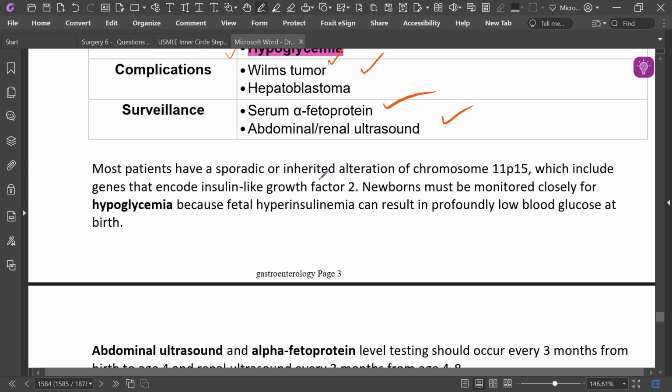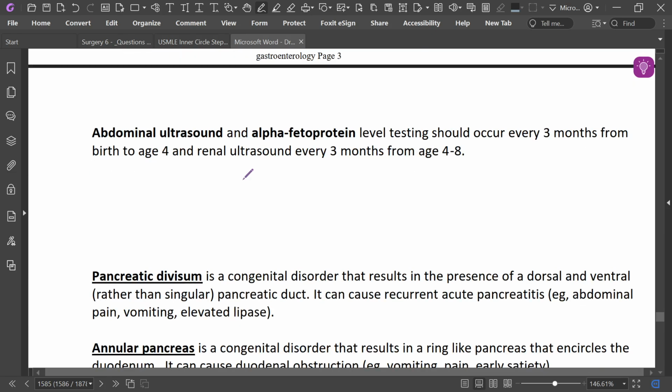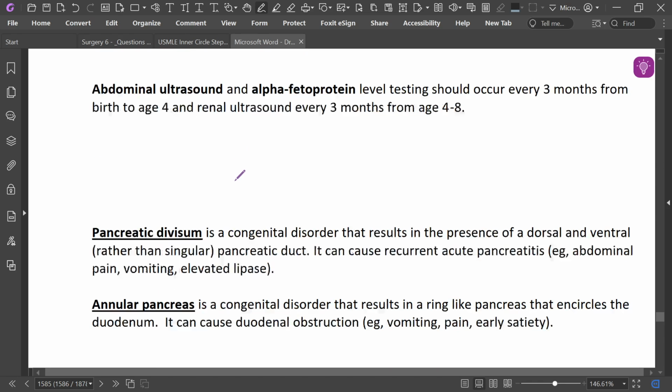Most patients have a sporadic or inherited alteration of chromosome 11p15, which includes a gene that encodes insulin-like growth factor 2. Newborns must be monitored closely for hypoglycemia because fetal hyperinsulinemia can result in profoundly low blood glucose at birth. Abdominal ultrasound and alpha-fetoprotein level testing should occur every 3 months from birth to age 4, and renal ultrasound every 3 months from age 4 to 8.